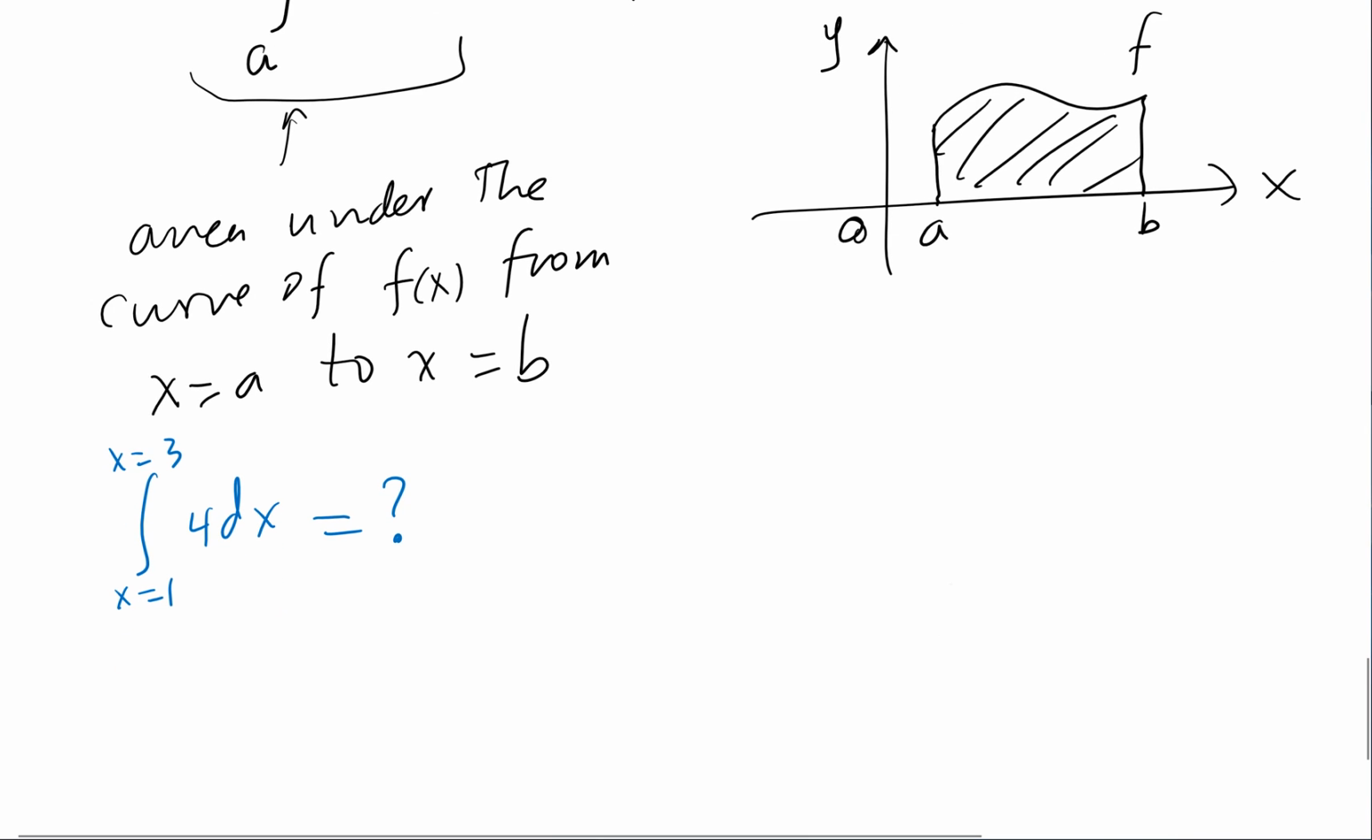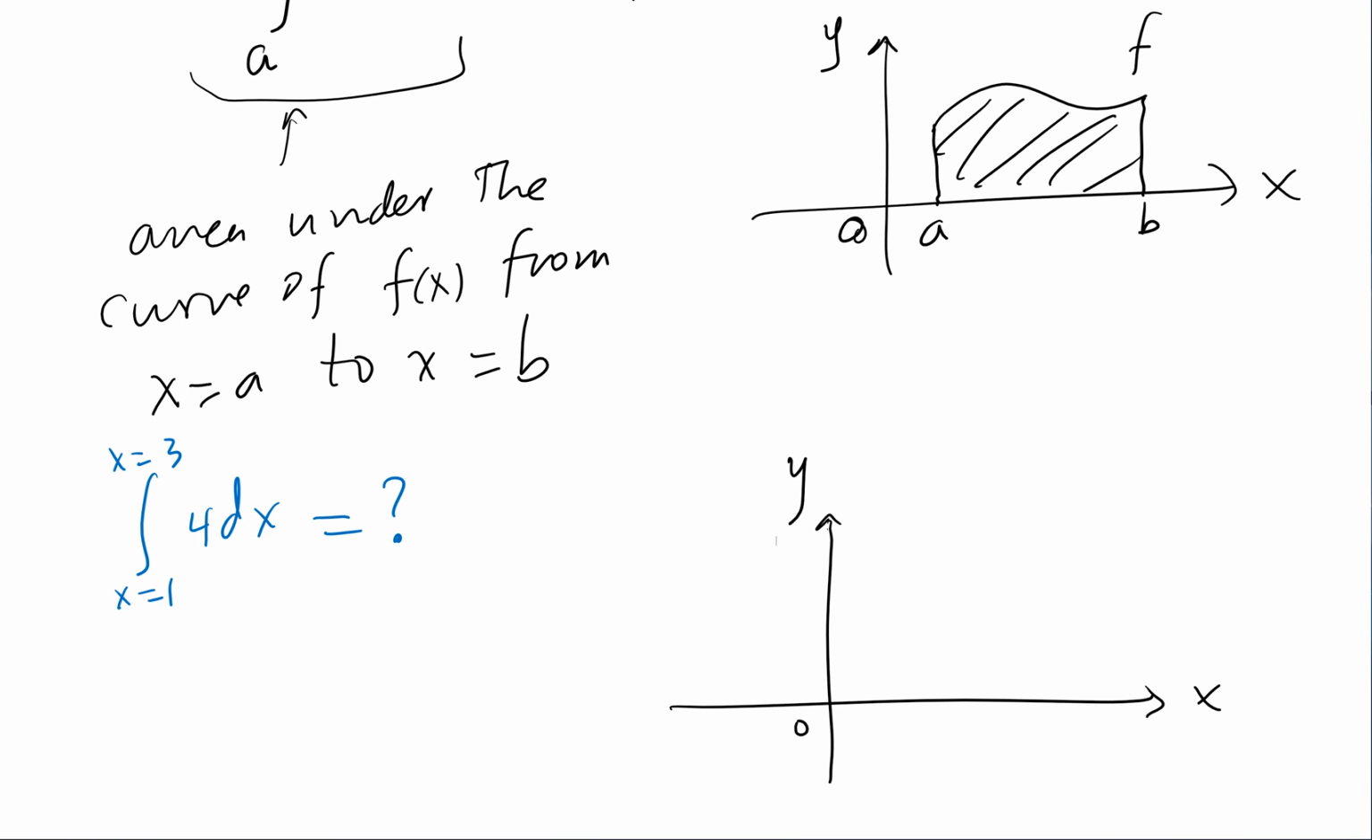So how do we do this one? Let's say I want to represent it on the graph, x, y, like so. So we draw the function y equals 4. So you go 1, 2, 3, 4. So it's a straight horizontal line, y equals 4.